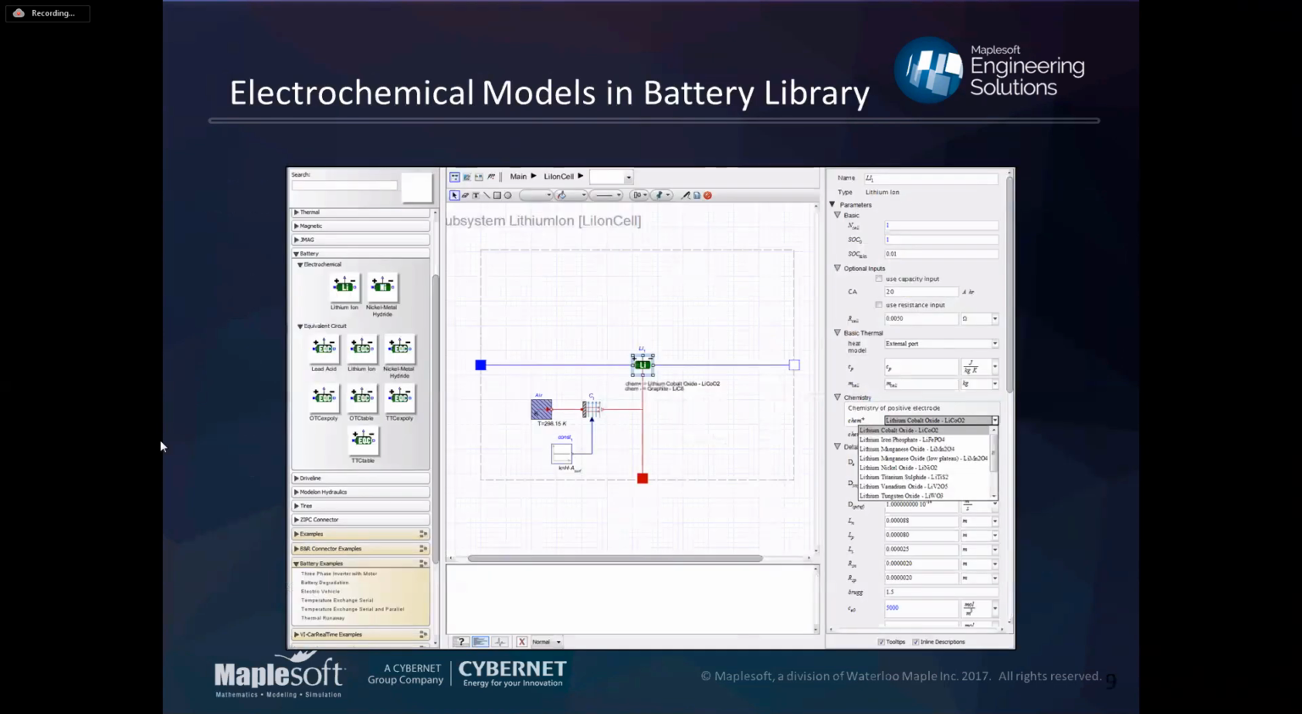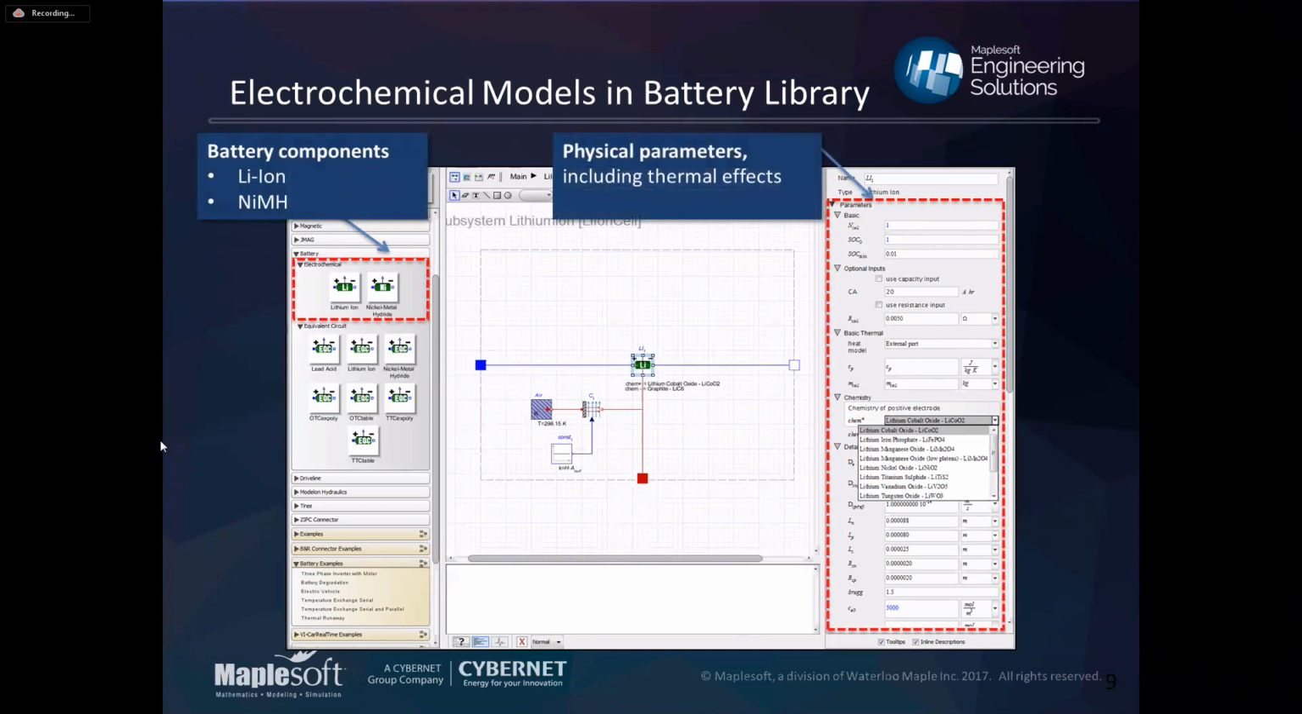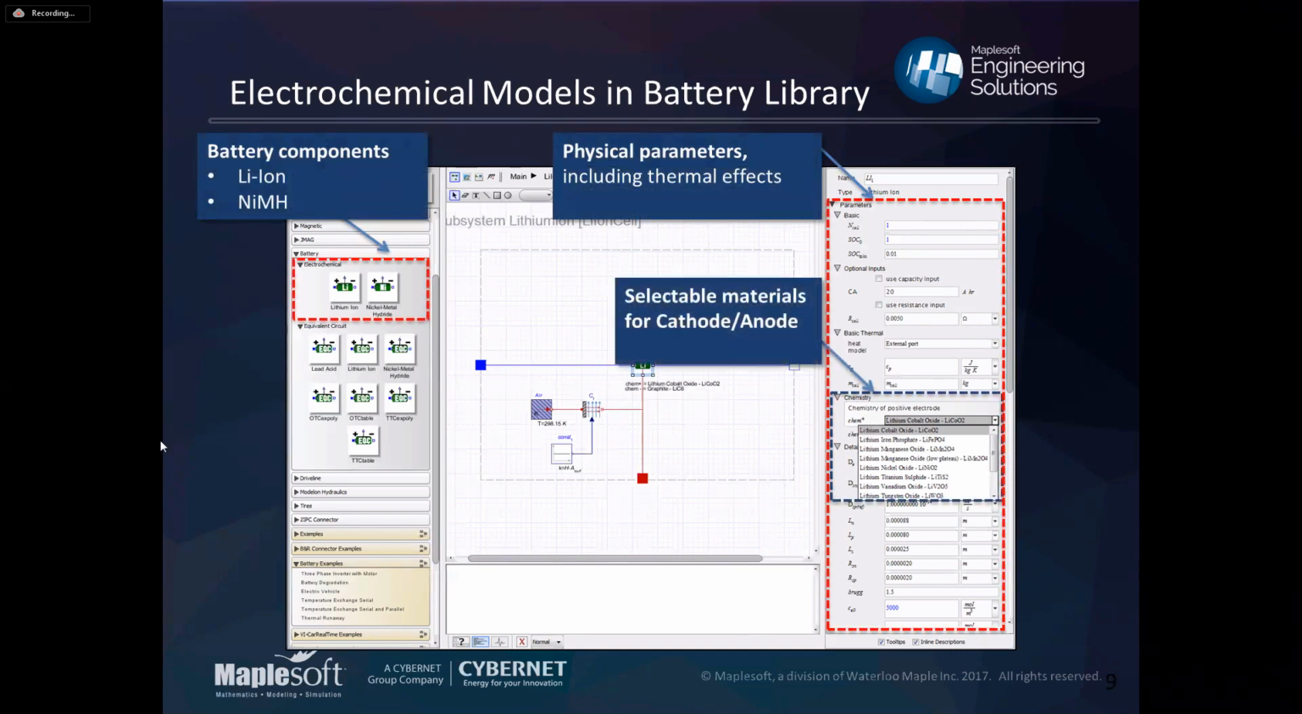If we take a look at the battery library components in MapleSim, on the left we can see the electrochemical models available in the battery library, and we can drag and drop them into the model as shown. The battery parameters, including the thermal effects, can be specified on the right. Material selection can be made by selecting the cathode and anode material.